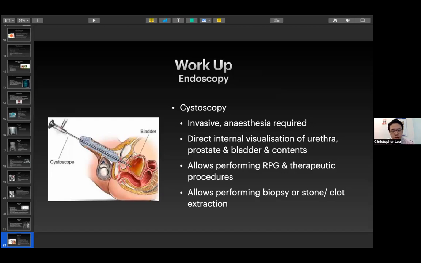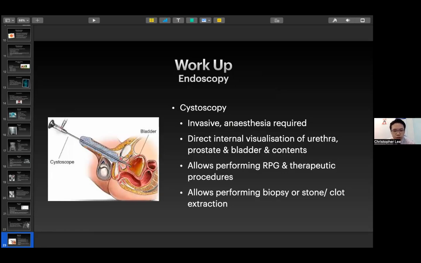Cystoscopy is very rarely done in the emergency department. I'm not sure whether there's any emergency department that can cater to this investigation. Most of the time it's done in the operating theater, daycare center, or even a urology clinic. So this is an invasive test, as I mentioned. It's very uncomfortable, depending on which scope you use.